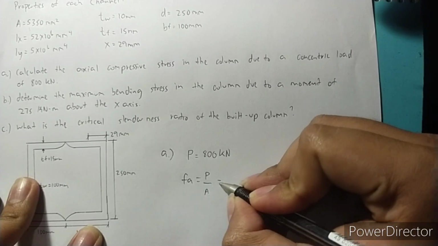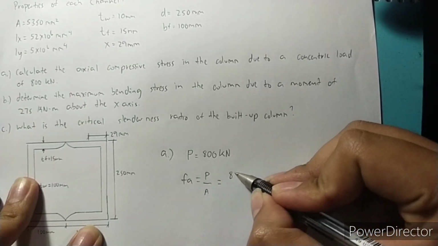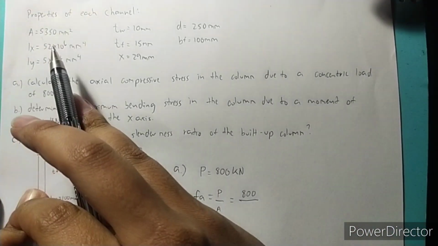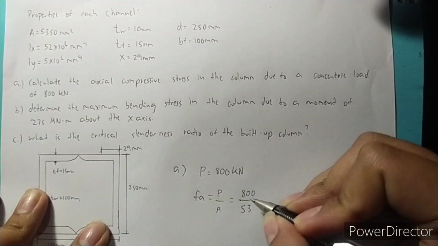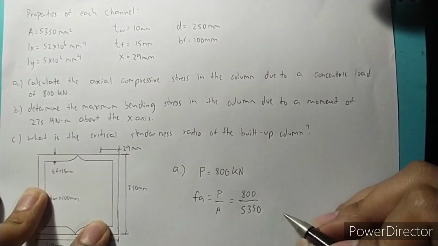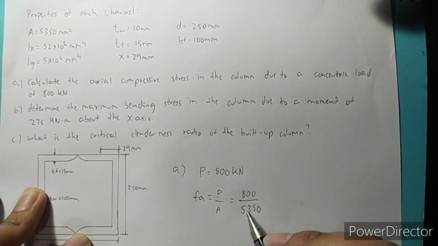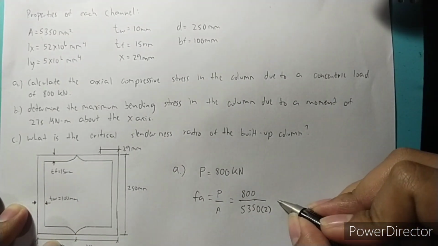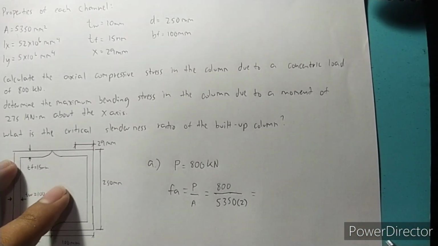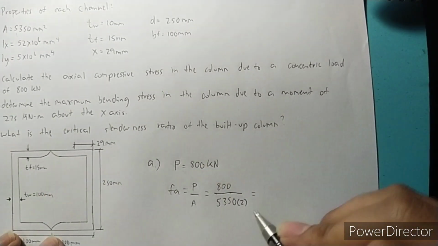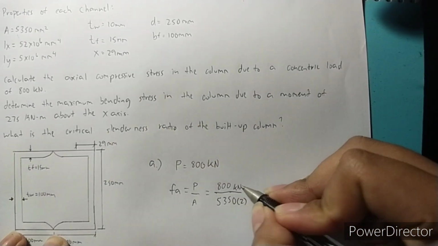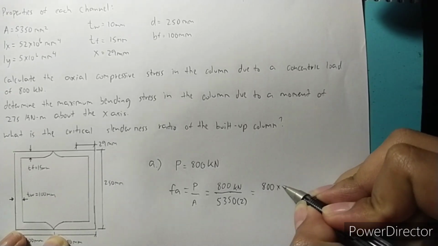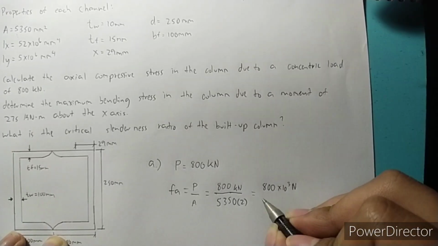So, direct substitution lang. Yung P natin is 800. Siyempre, yung A natin is the area na 5,350 mm², dahil dalawa sila, dalawa area natin, 2 flanges, times 2 natin. Ito pa pala naka-kilonewton to. So, dahil naka-kilonewton siya, gawin natin siyang newton. So, maging 800 times 10 raised to 3 newton na siya.